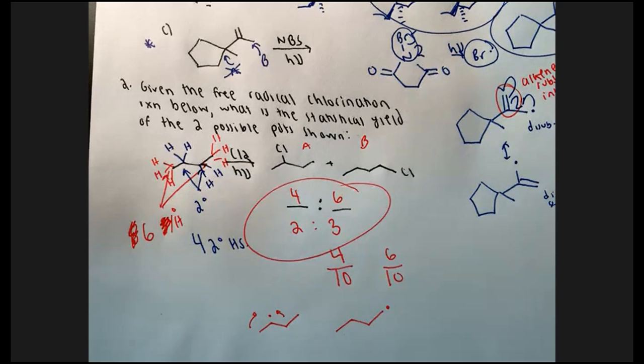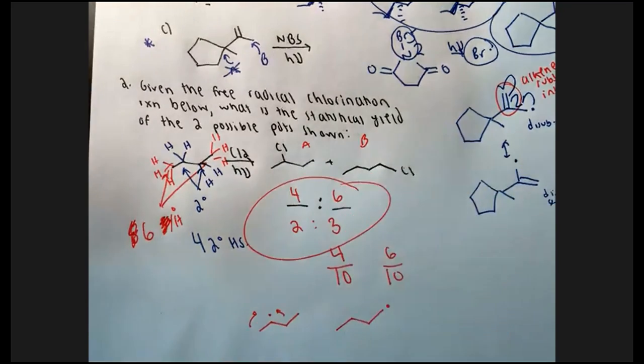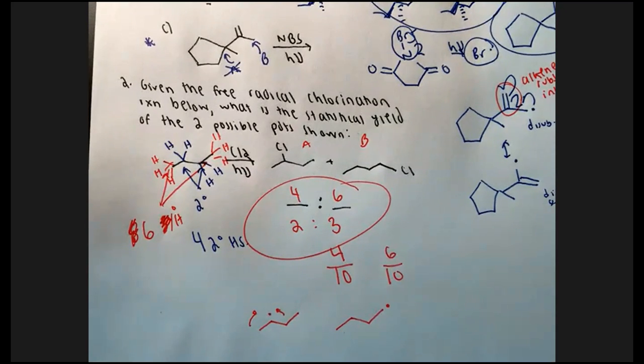statistical is just based on theoretical practice. There are 6 of these primary protons available. There are 4 of these secondary protons available, based on pure statistical ratios, not based on any actual chemical laws. You should get, for every 2 products of this, 3 products of that. That is basically what that is, okay?